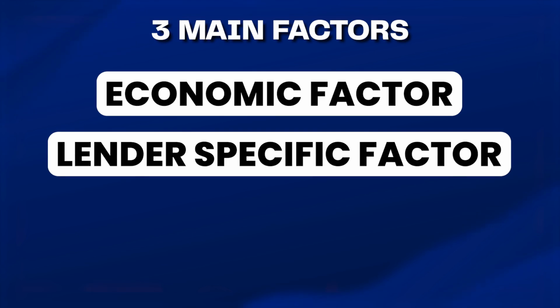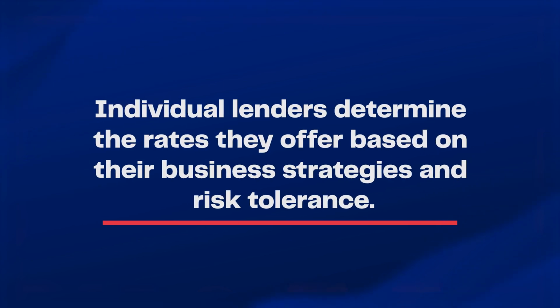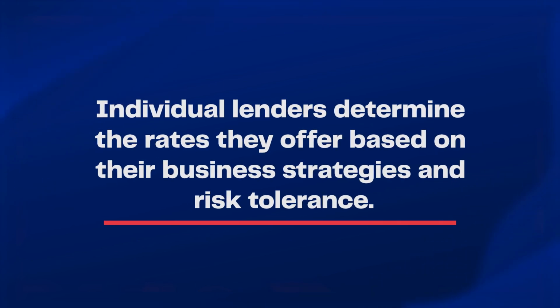The second main category of factors that impact mortgage rates are lender specific. So you kind of have control of this. I'll explain a little bit later in the mistakes. Just know that individual lenders determine rates, but the big thing to take away here is that lenders determine the rates that they offer based on their business strategy and their risk tolerance.